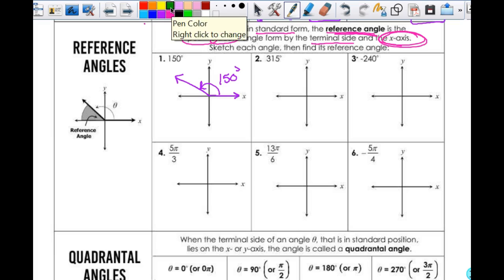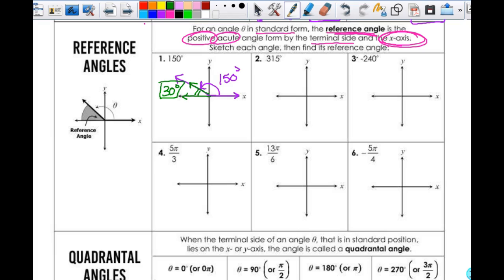The reference angle is created by the terminal side and the x-axis right here. So this would be how many degrees? 30 degrees, because it would take me 30 more degrees to get to 180. All right, so this is 30 degrees right here. Everybody okay with that? That makes sense?